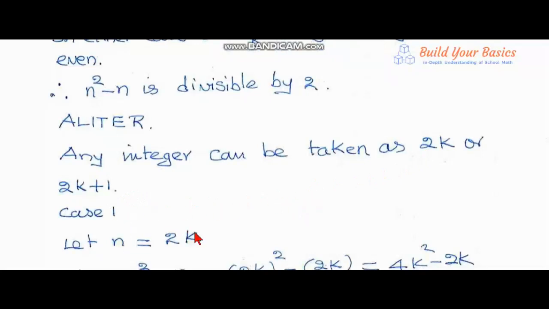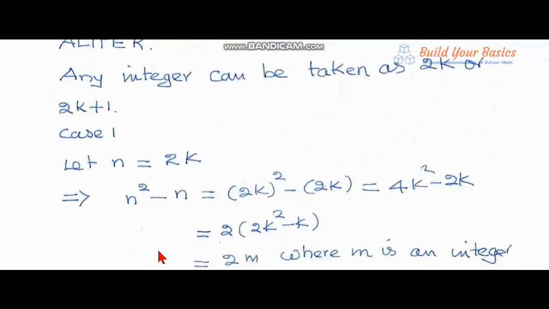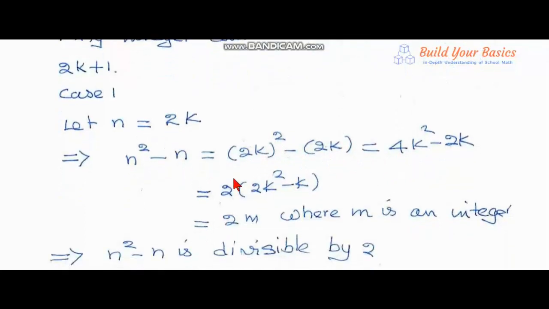n equal to 2k. Then n squared minus n is given in the problem. n squared minus n equal to n, we have taken 2k. So 2k whole square minus n is 2k. That is 4k square minus 2k. We can take 2 common. So 2 into 2k square minus k.